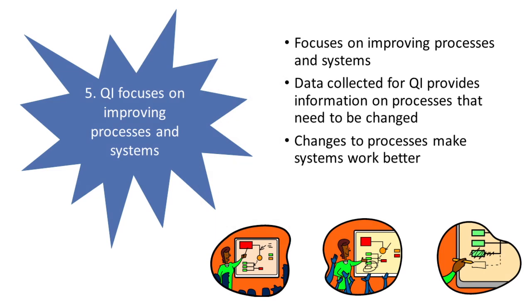QI focuses on improving processes and systems. It does not focus on blaming individual people for problems that are identified. Data collected as part of QI help inform us about which processes need to be changed. Changes to processes, in turn, improve the entire system.